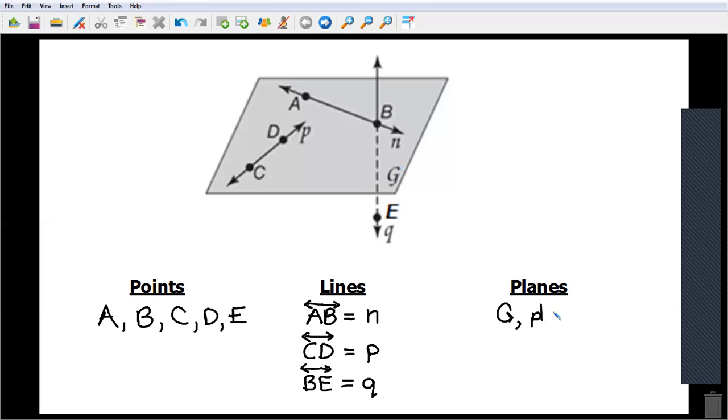We could also call this plane ABC. We could call it plane ABD. And there are actually going to be several different other ways we can name this, but one thing you cannot do is you cannot use point E for planes, because point E is below that plane and not on the surface. So any combination of letters A, B, C, and D can be used to name this plane.